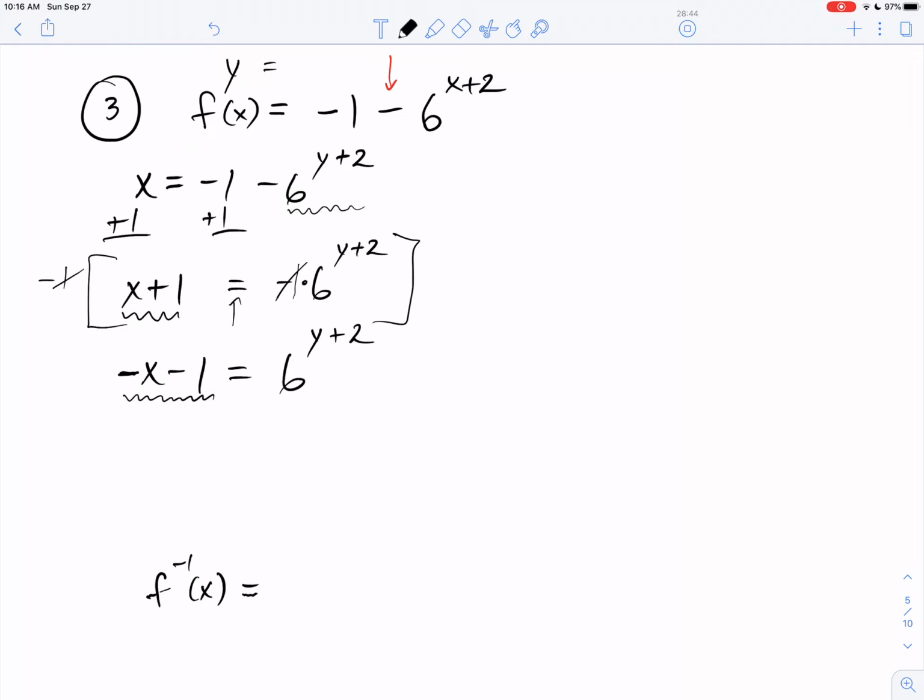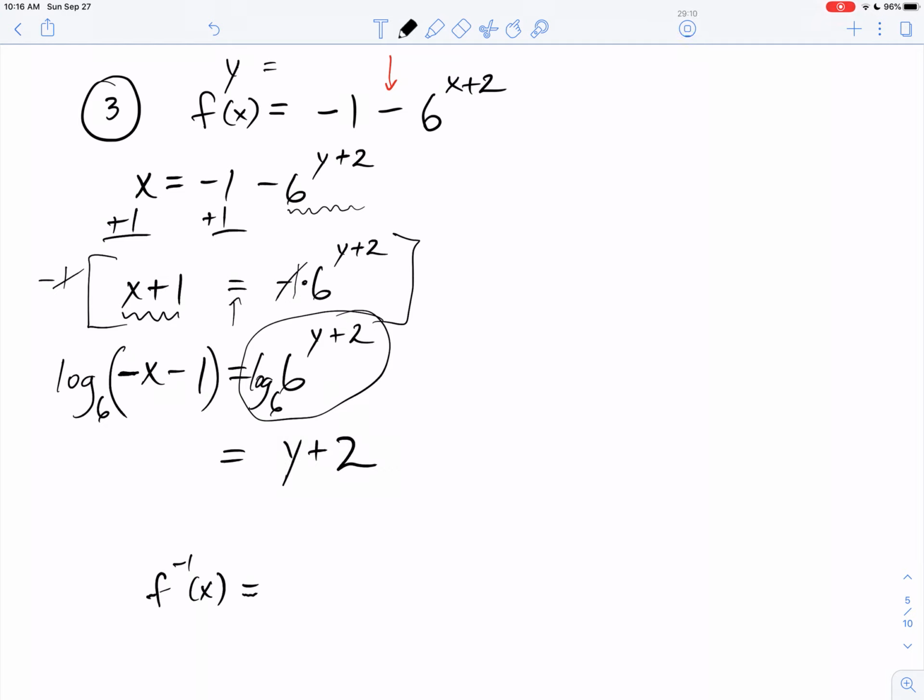So, let's continue. I am going to take away my little squiggly line because I'm about to do this. I'm about to say, you know what? I'm going to take this entire side, log base 6. Here I'm going to do log base 6. And why would I do that? Because my property on this side says you get y plus 2. What's it equal? Log base 6 of this stuff. And then I'm going to just move the 2 over.